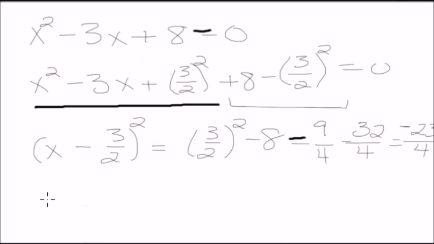So now I'm going to say that x minus 3/2 is equal to the square root of negative 23/4. And at this moment, every bone in your body should be screaming out that that is not a viable option. It doesn't matter whether we took the positive or the negative root. We cannot take the square root of a negative number. Basically, you can imagine a parabola that never crosses the x-axis, and that's what we have here. It's a parabola that is simply never going to cross the x-axis.